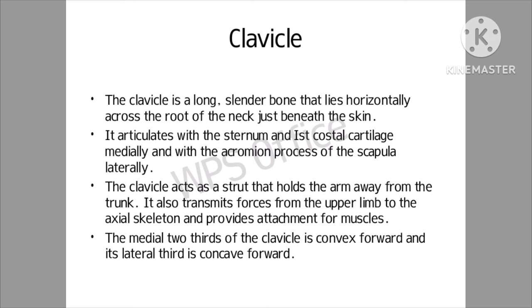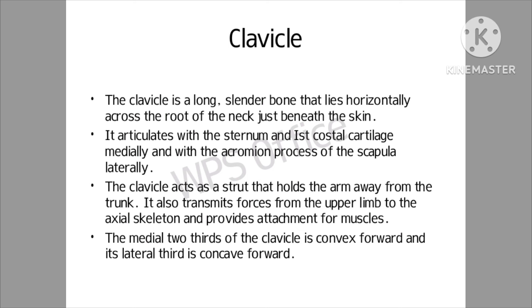Now let's discuss the first bone, which is called the clavicle. The clavicle is a long, slender bone that lies horizontally across the root of the neck, just beneath the skin. It articulates with the sternum and first costal cartilage medially, and with the acromion process of the scapula laterally.